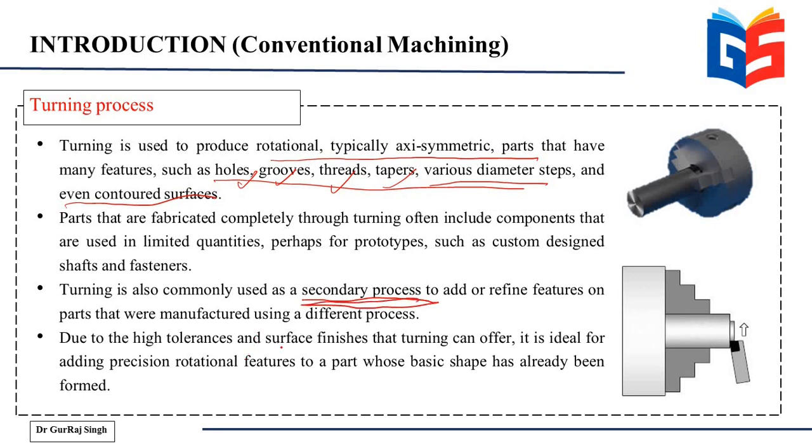Due to the high tolerances and surface finishes that turning can offer, it is ideal for adding precision rotational features to a part whose basic shape has already been formed. So this tells us that turning is a very important process where you need to shape axisymmetric or cylindrical components, and it is mostly used as a secondary process.